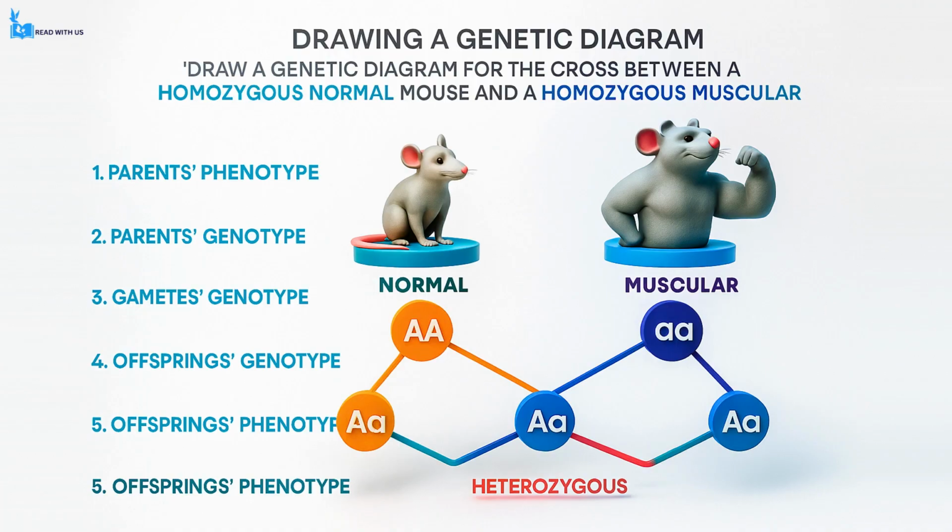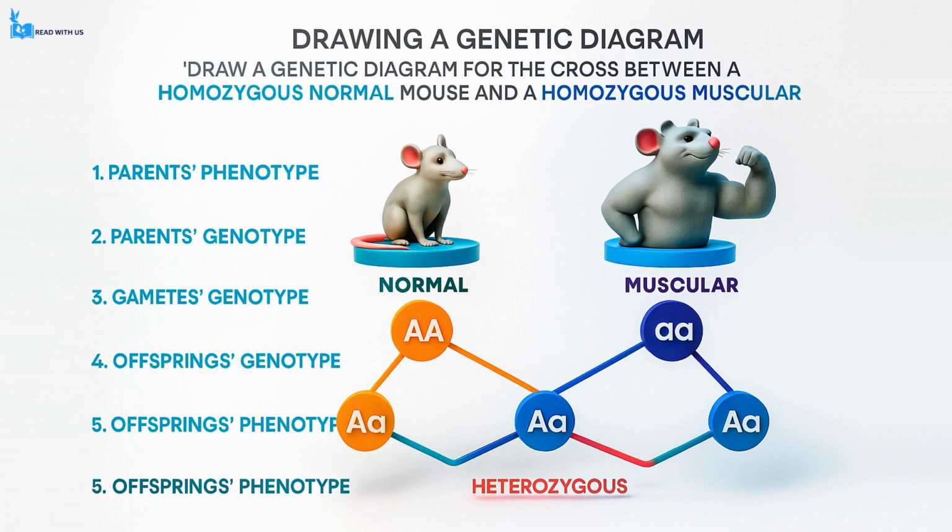There are 5 key steps you must follow when creating such a diagram. First, determine the phenotype and genotype of both parents. Then figure out all the possible genotypes of their gametes. Next, calculate the genotypes of their offspring, and finally deduce the phenotypes from those genotypes.